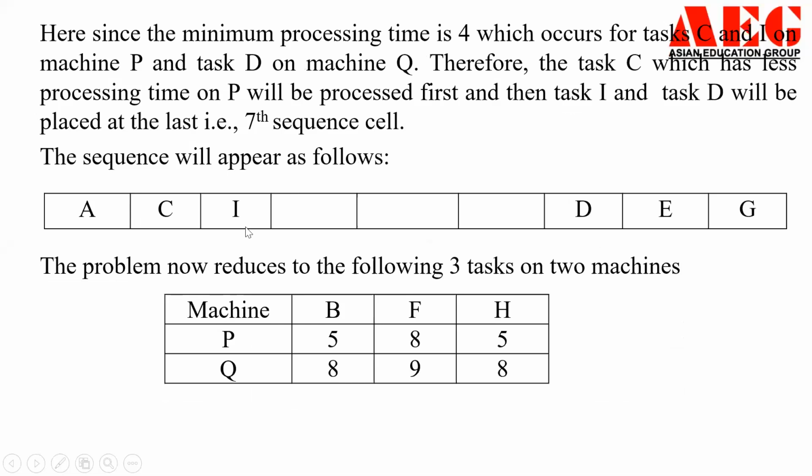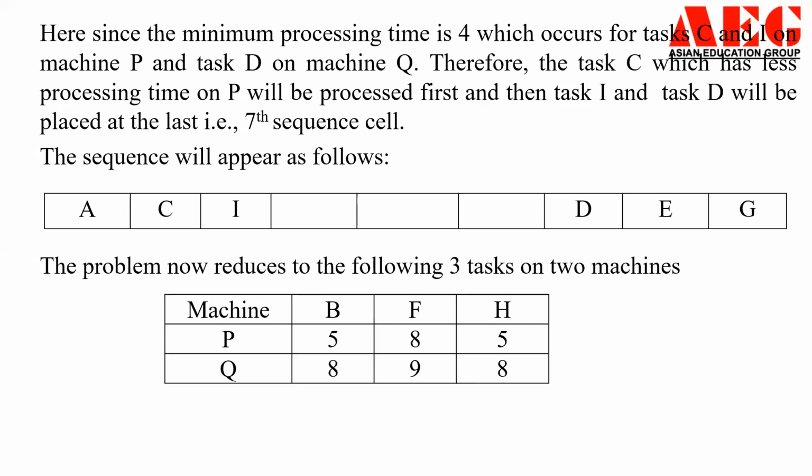So C and I and D will be inserted here. Now after inserting these 3 tasks, we are left with only 3 tasks, that is B, F, H. Now we have 2 tasks having the minimum value as 5. So we are on the P machine, so we'll arrange it from the left hand side. So I will take B first or H first.